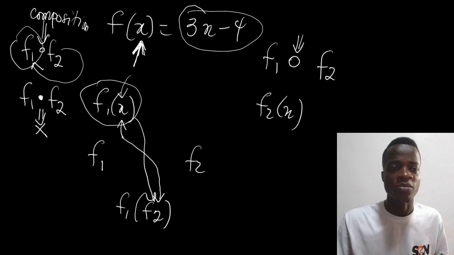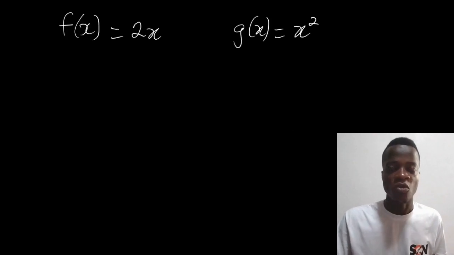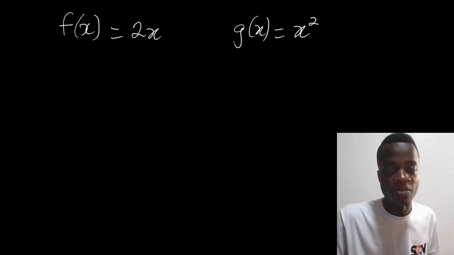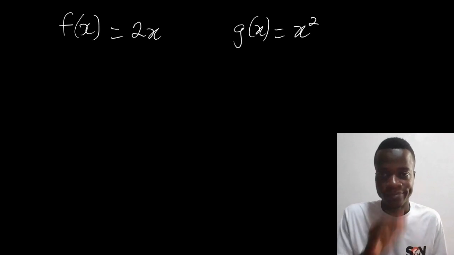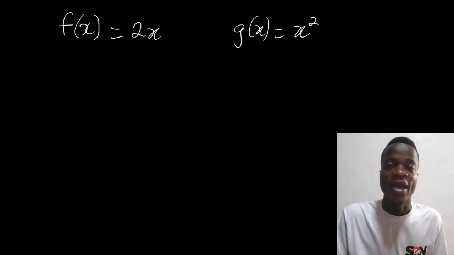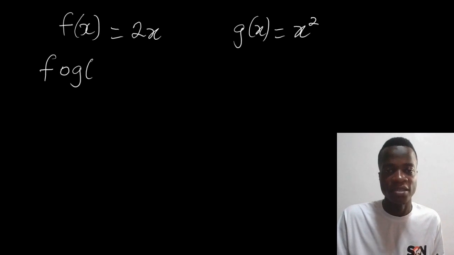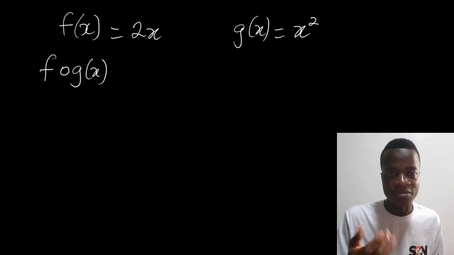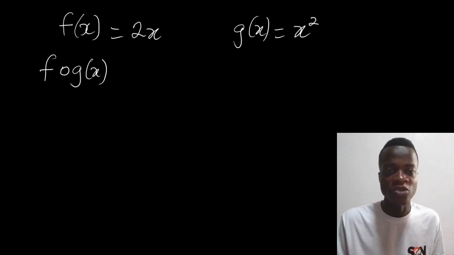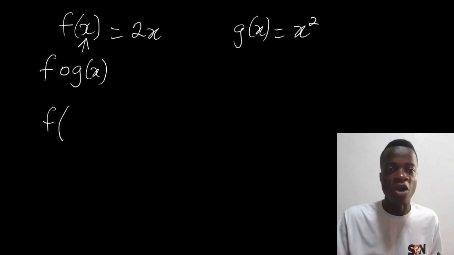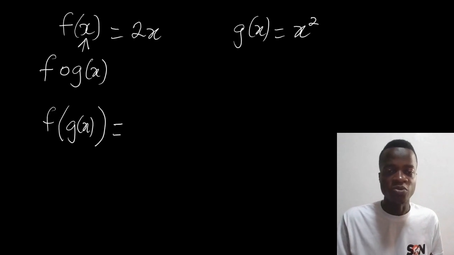Don't worry, let's solve some examples so that you can actually understand. Over here we have two functions. f of x is equal to 2x and g of x is equal to x squared. The question says we should find f o g of x. So what does this mean? The o means composite. f should contain g. So at the place of x in f of x, we are just going to put the whole g of x here.